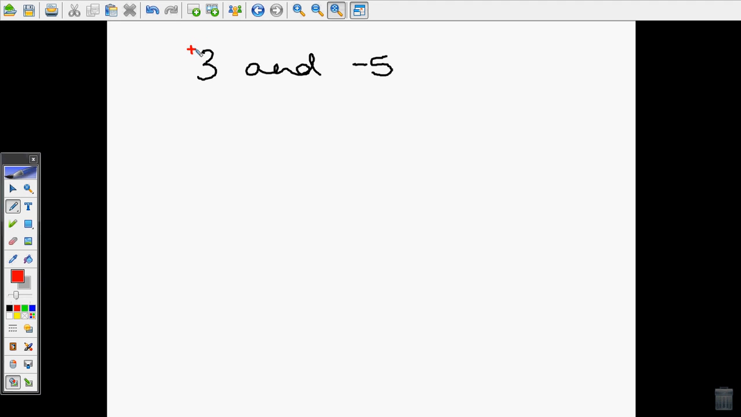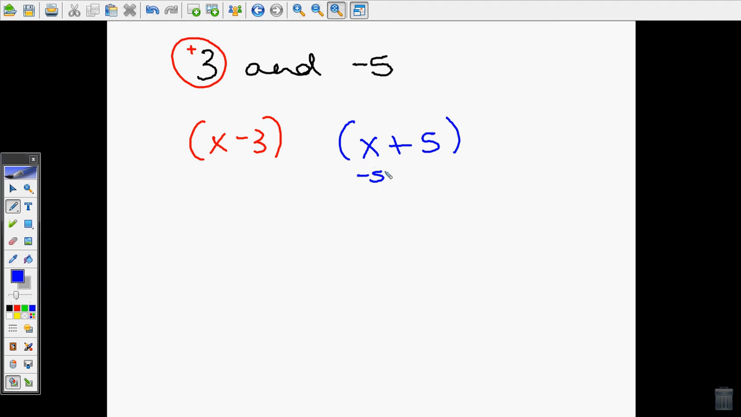So if one of my zeros is positive 3, that means x minus 3 is what it would factor to, because if I plug in 3 here, 3 minus 3 is 0. So that's how I know that this is x minus 3. And then over here, for the negative 5, this has to be x plus 5, because if I plug in negative 5, negative 5 plus 5, I get 0. So it's going to be the opposite sign of what you have, meaning I've got negative here, so this is going to be adding. I've got positive here, so this is going to be subtracting.